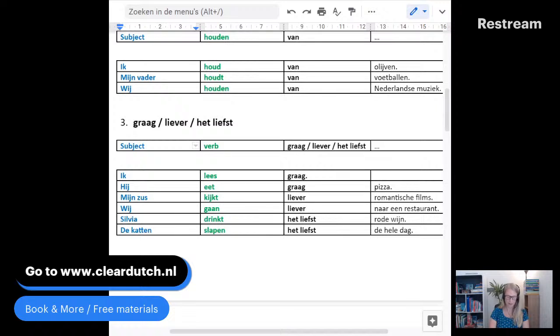Inderdaad, ja, dat klopt. Films is the correct Dutch word. Ja, ik kijk graag films. Prima. Yes. So that is the way to do it. Of course, then it means I like to watch movies. So the meaning is slightly different from ik hou van films. I like movies. So that is the difference with graag. You need a verb. There's always an action involved.